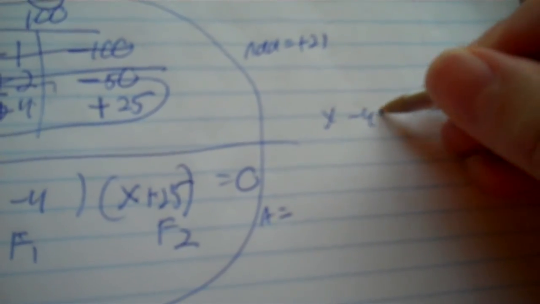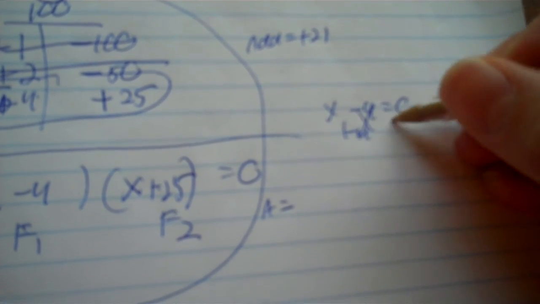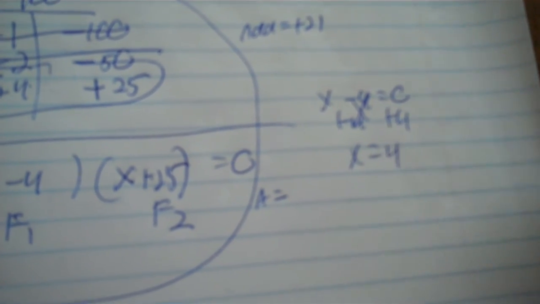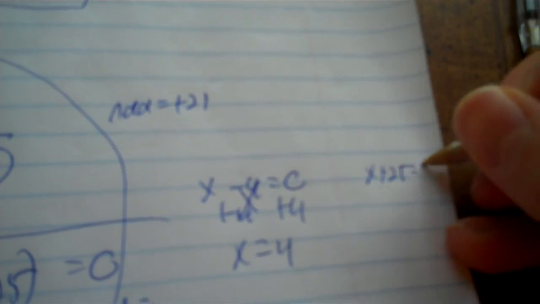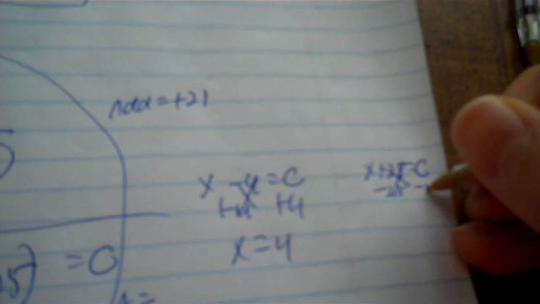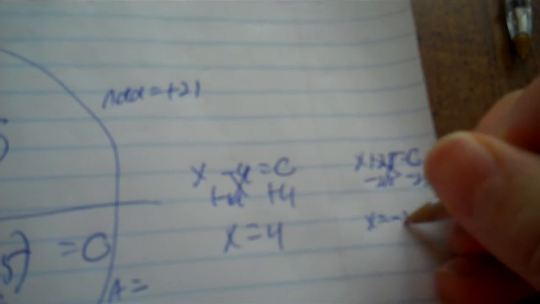So x minus 4 could equal 0 in that case. X would be 4. X plus 25 equals 0. In that case, x would be negative 25, but we don't really care about the negative answer in a story problem. 4 inches would be the answer.